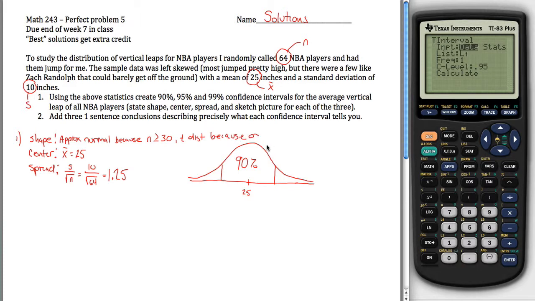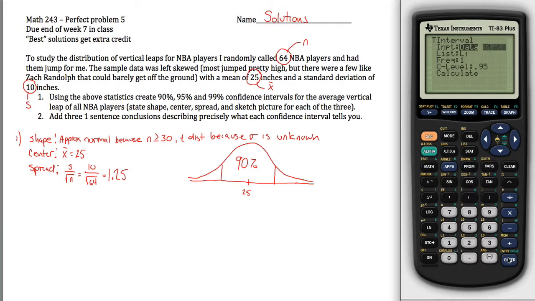Because sigma, it's a horrible sigma, is unknown. Sure, why not? I'm going to have you guys write this whole thing out this quarter. So T interval, it asked me a few things. It says, do you have the data itself? Do you have the list of the 64 players and how high they jumped? I don't. I just have statistics about it.